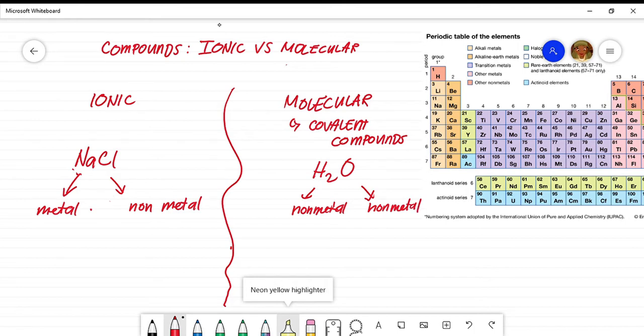So when we look at a compound, determine if both elements in that compound are non-metals. If it is both non-metals, then it is a molecular or covalent compound. If it is a metal to non-metal pair, then it is an ionic compound.